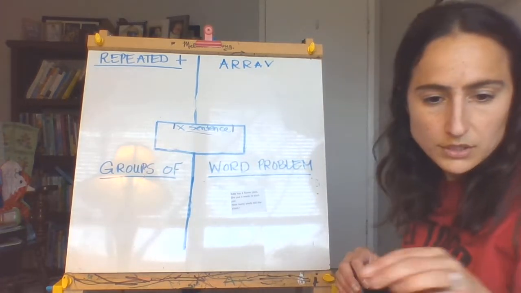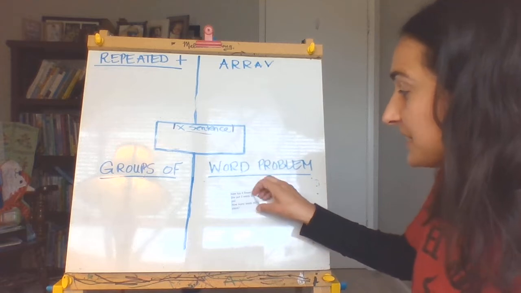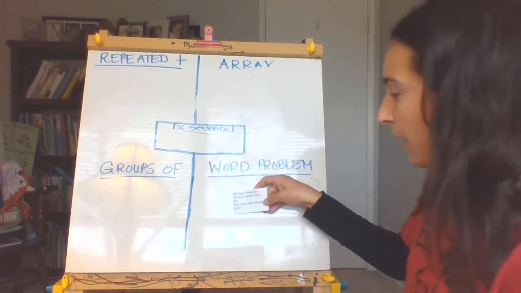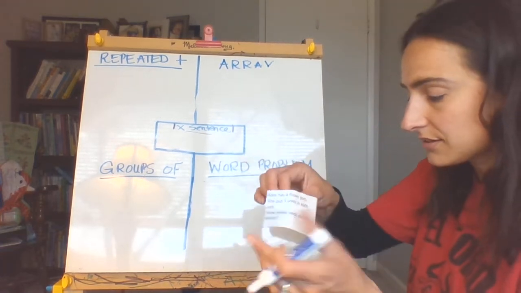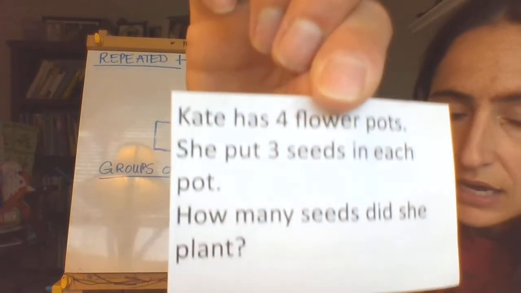Okay. Here we go. Kate has 4 flower pots. She put 3 seeds in each pot. How many seeds did she plant? All right, Kate. Kate has 4 flower pots.